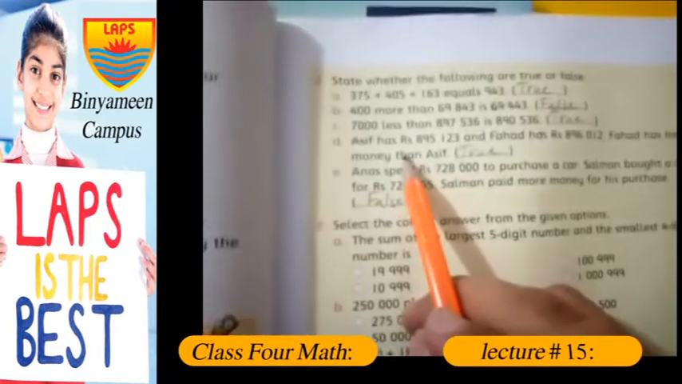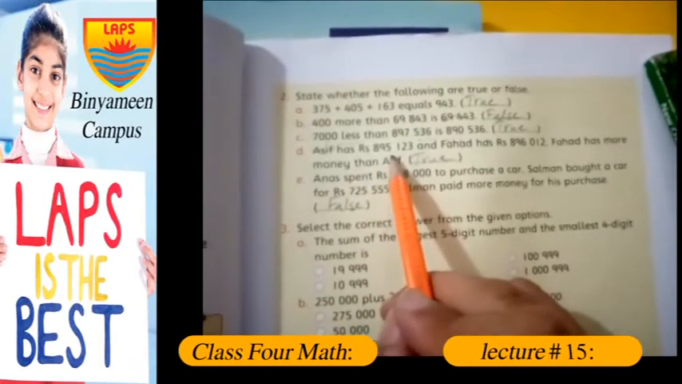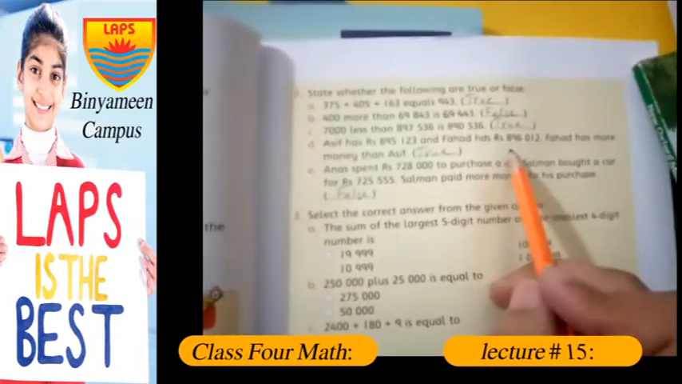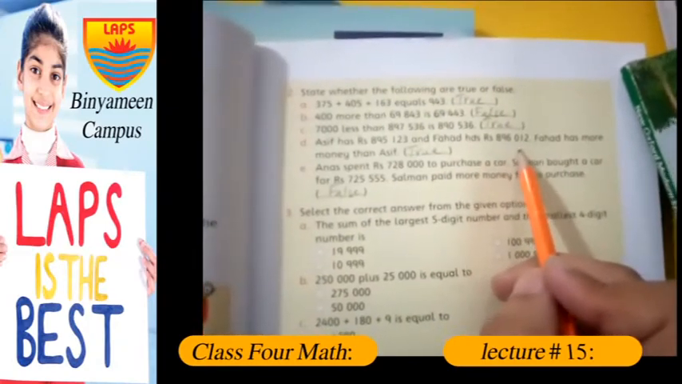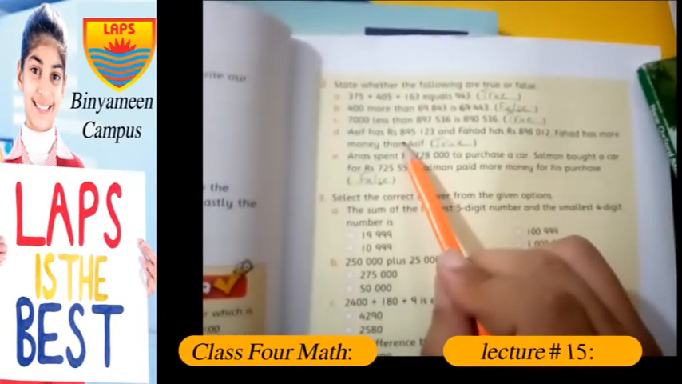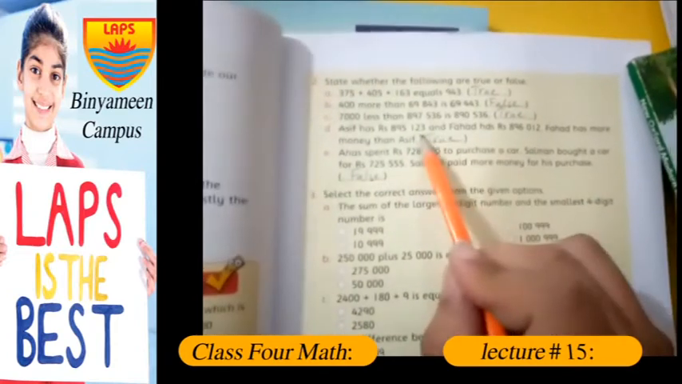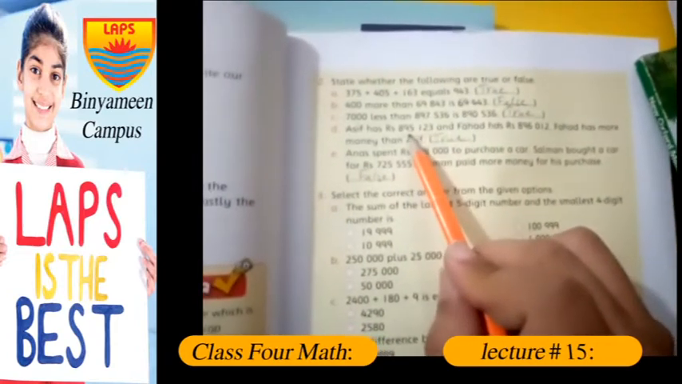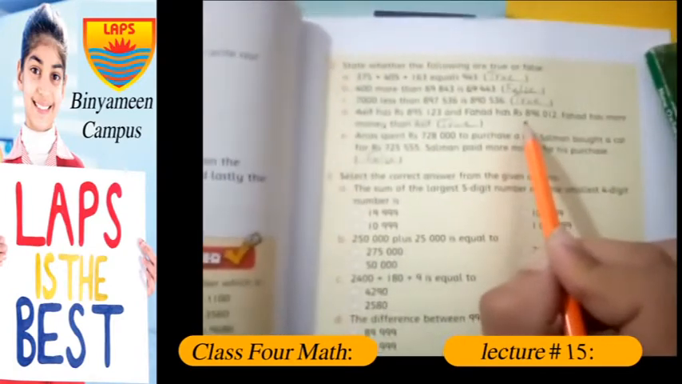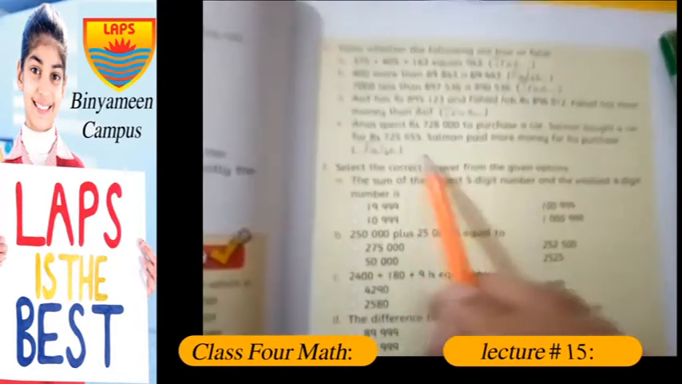And in the D part it says Asif has rupees 895,123 and Fahad has rupees 896,012. Fahad has more money than Asif. It's true actually, because if we compare both these values, this one says 895 and it says 896, so definitely Fahad has more money than Asif, so this statement is true.